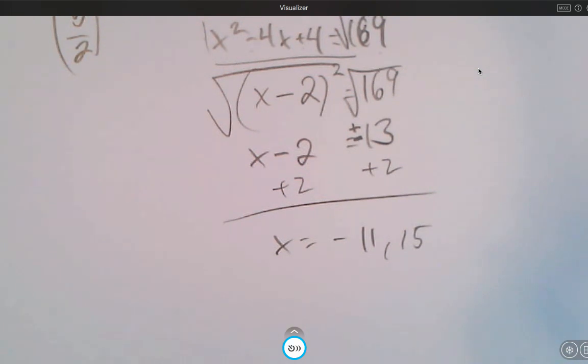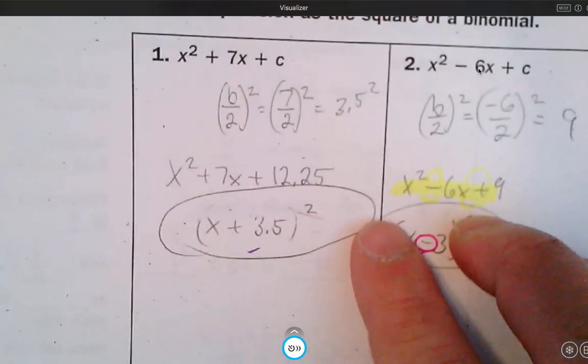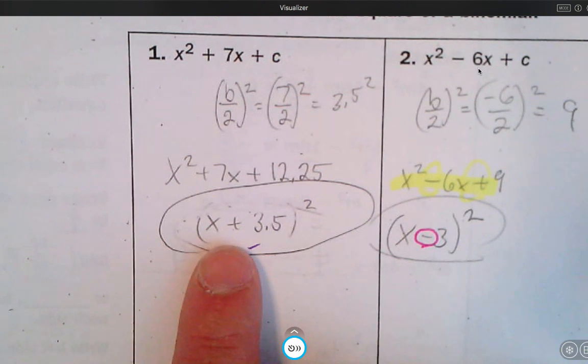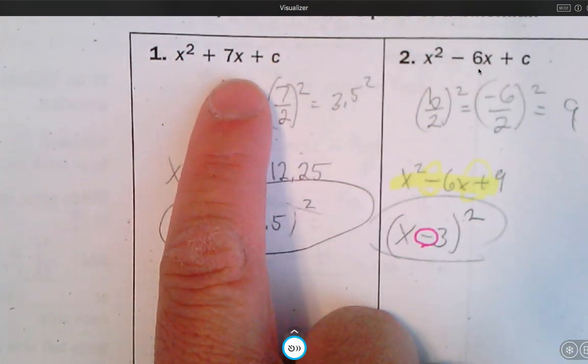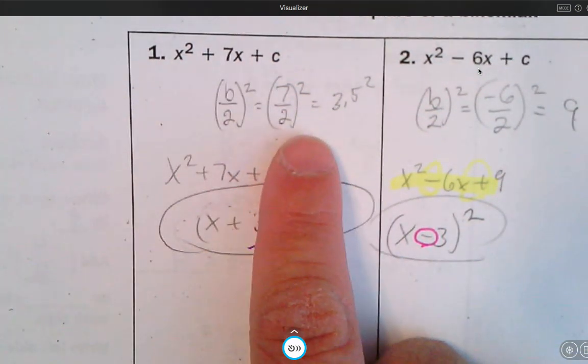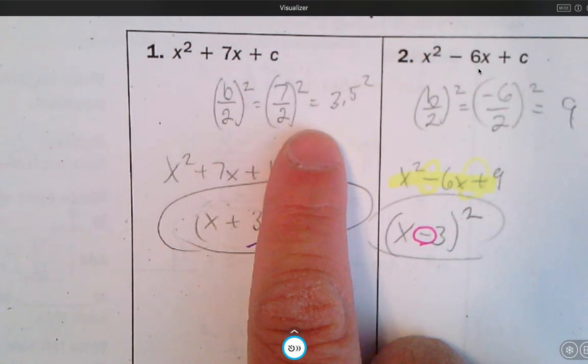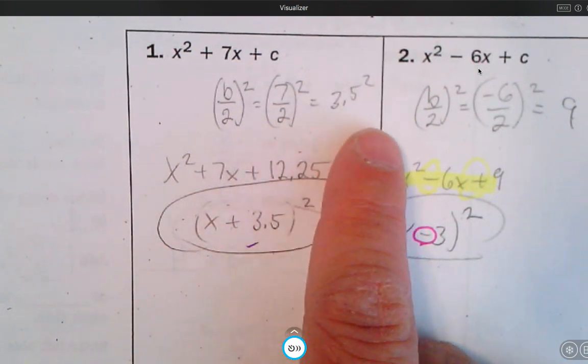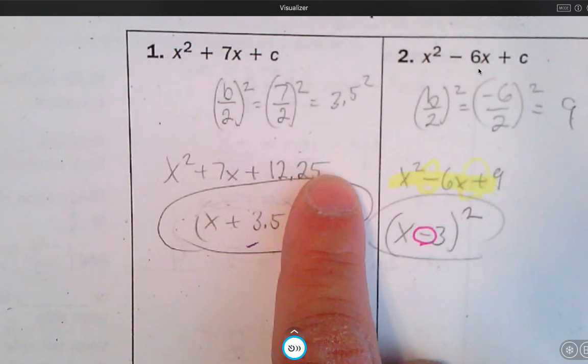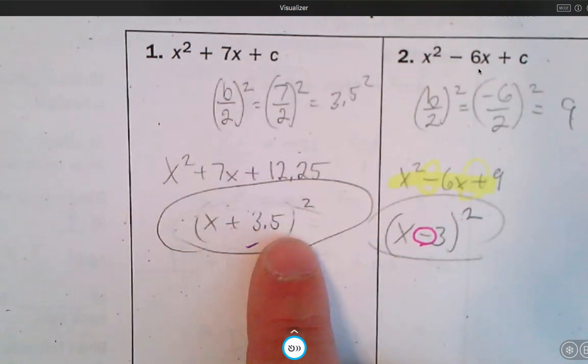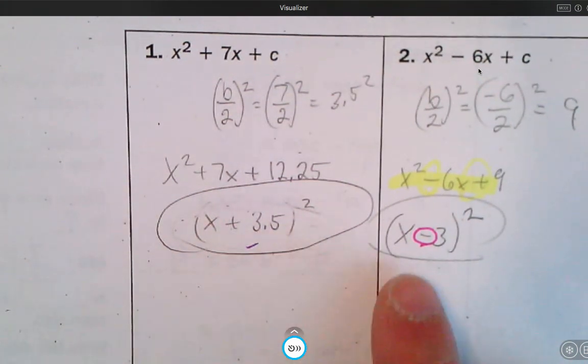So when you did the checkpoints, most people did well with the first 2. Number 1 was you take half of 7 and then square it. So that would be 3.5 squared, which is 12.25. And then you write it like that.